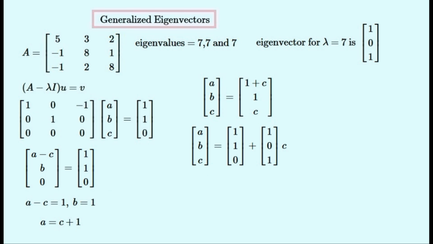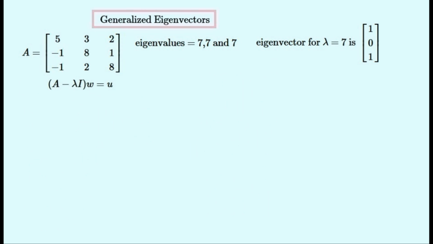We can separate these two vectors out like this. Since the second vector is part of the zero solution, or kernel of matrix A minus lambda, it can be ignored, and we'll set the generalized eigenvector equal to this value.